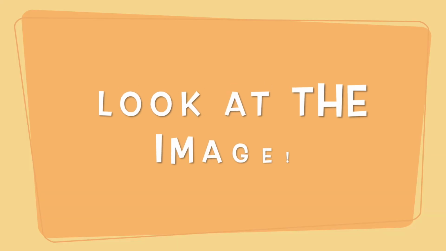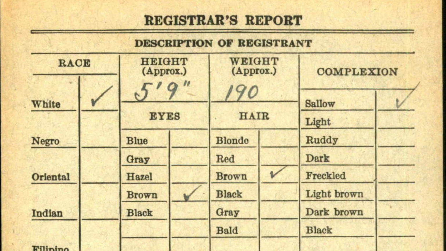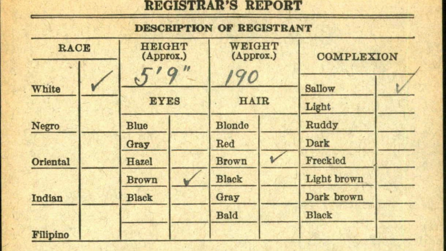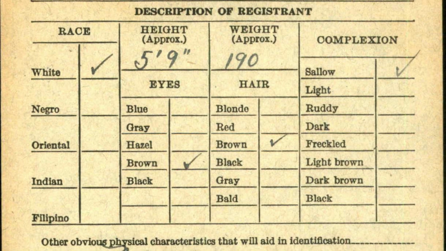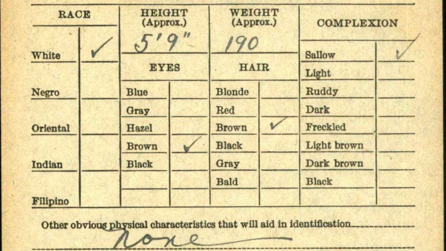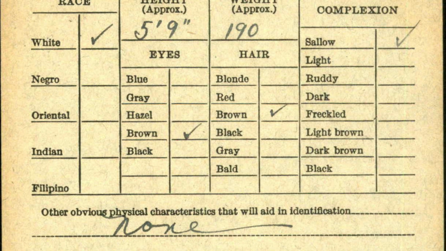And again, I'm going to say this again because I don't want you to miss it. Look at the image. The image provides lots more information. It tells you who lived around the person in a census record. On their draft card, it tells you how tall they were, their complexion, the color of their hair, their eyes, their weight. So always, always, always look at the image itself.